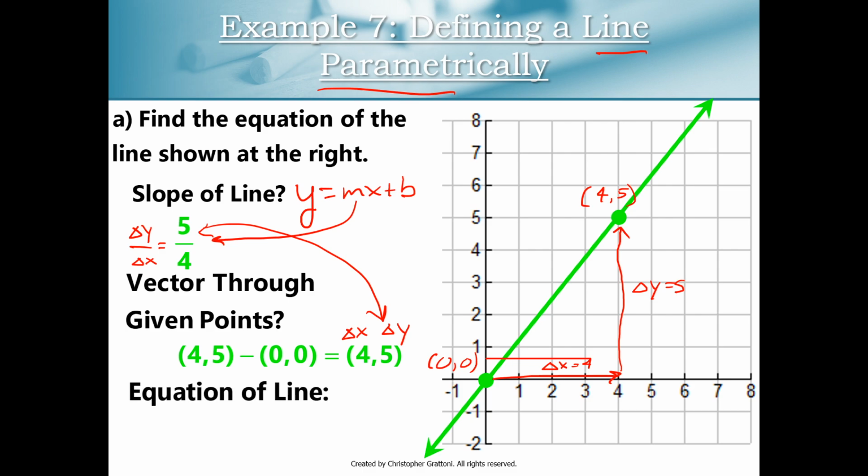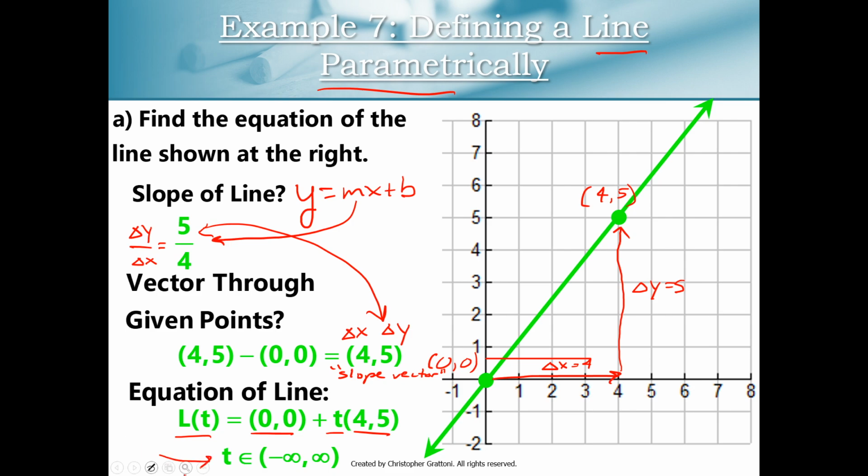Anyway, finally, the equation of our line, we're going to pick a starting point, and then we're going to move by multiples of this slope vector that we found. You can kind of think of this as a slope vector, in a sense. That vector is giving us a direction to move along as we generate more points on our line. So the equation of our line is going to be L of t equals a starting point. I'm going to pick 0, 0, plus multiples t of our slope vector 4, 5. And if we let t run from negative infinity to infinity, it's going to generate this entire line.